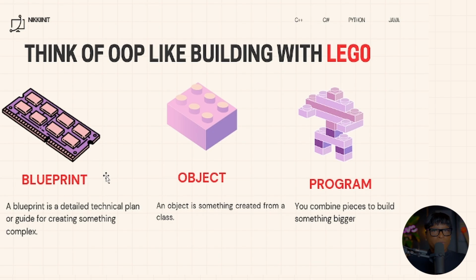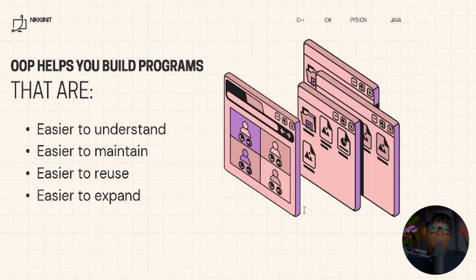Then from the blueprint, or from the class, you're going to create objects. And then the program is when you combine the pieces to build something bigger or to complete your software, or whatever you were trying to accomplish. Now, OOP helps you build programs that are easier to understand. So you don't have to go through long lines of code to understand what the program is about or what the program should do, right? If you break down your program into objects or smaller pieces, you would quickly understand what the program is about.